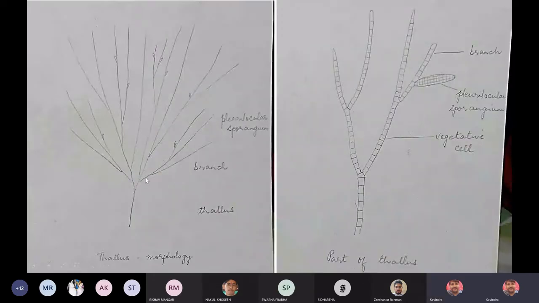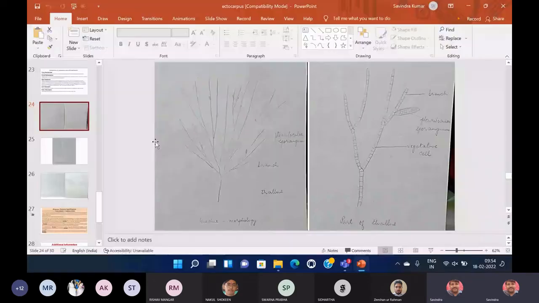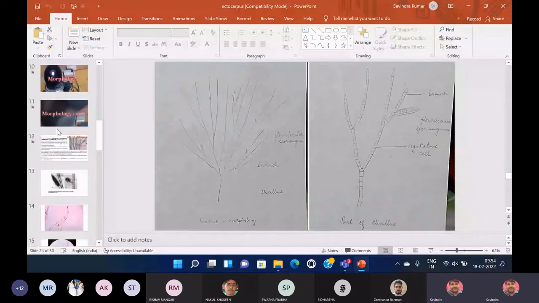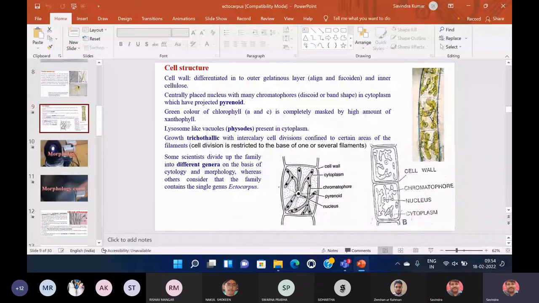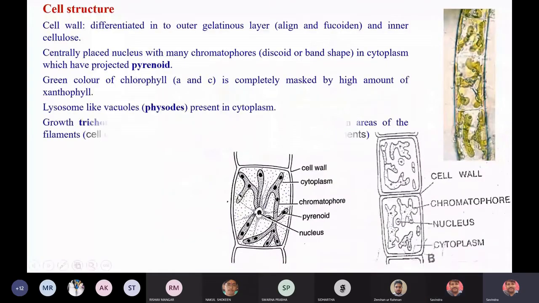You will see that there are certain points from where the branches are arising. Although it's highly branched, you will see ऐसा नहीं है कि कहीं से भी ब्रांच हो रही है. इस एरिया से ब्रांच निकल रही है, कुछ इस एरिया से ब्रांच निकल रही है. So there are certain points. It's not dichotomously branched. It may have an irregular type of branching system, and that's why this kind of growth is known as trichothalic kind of growth.